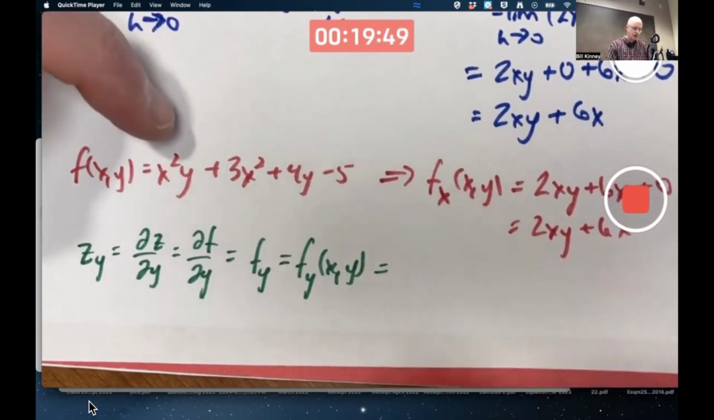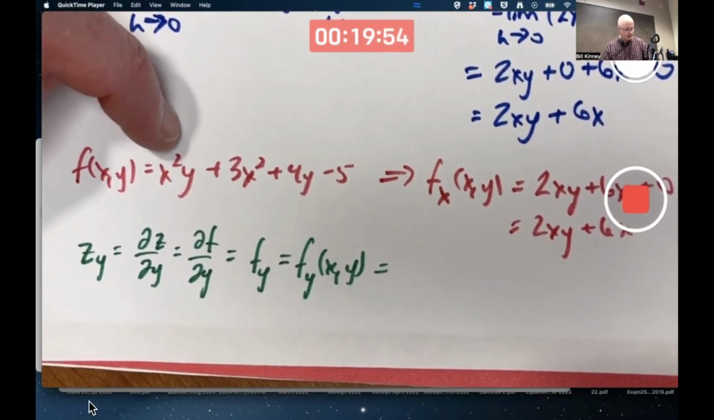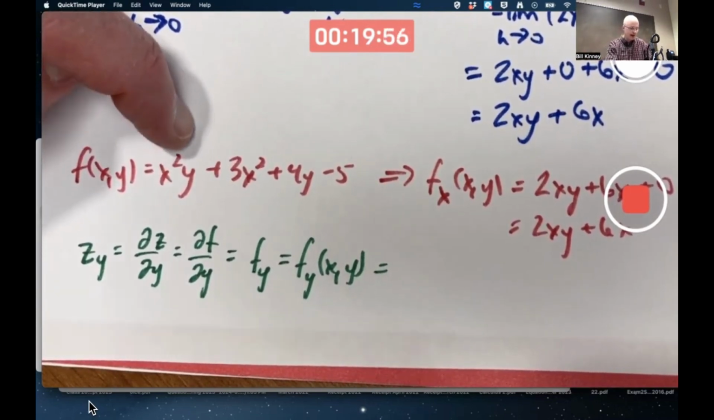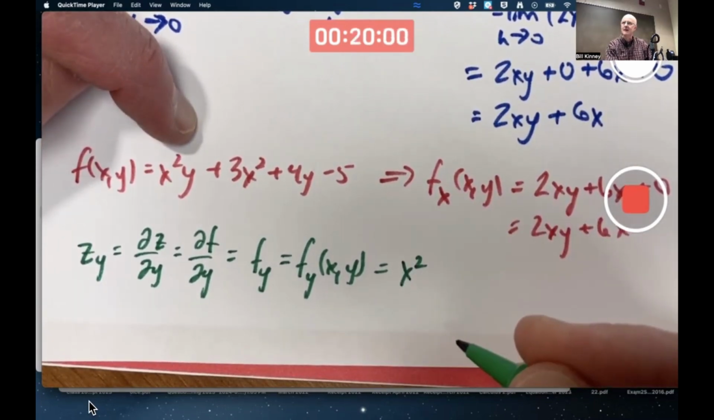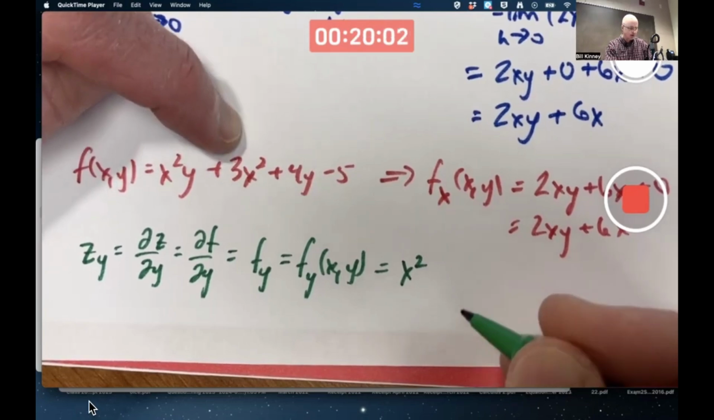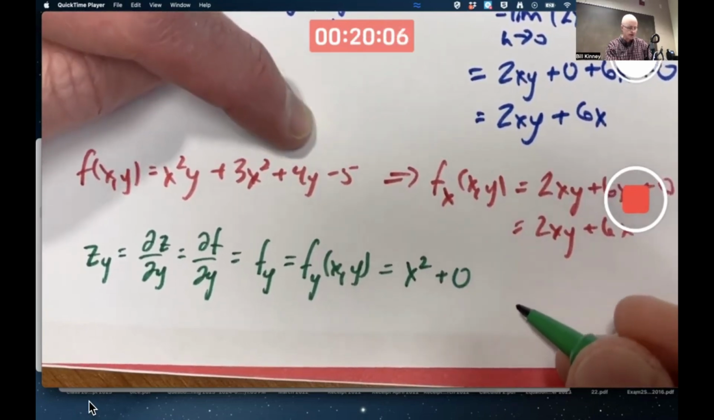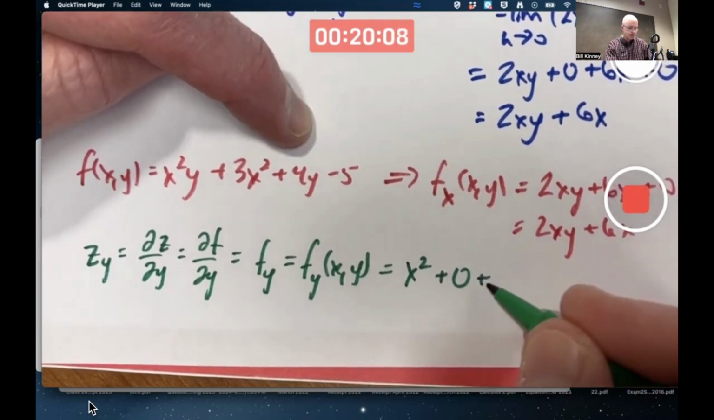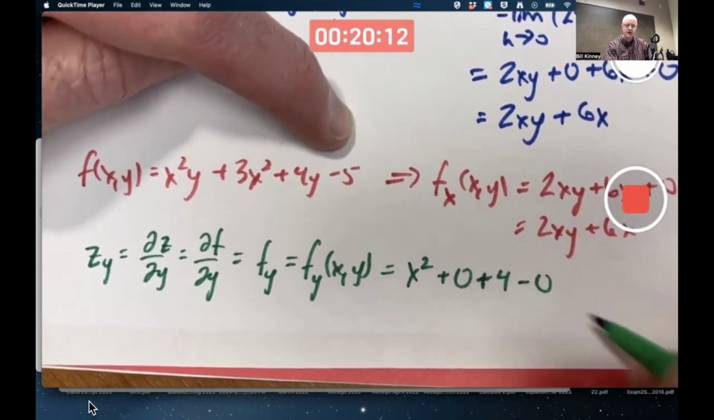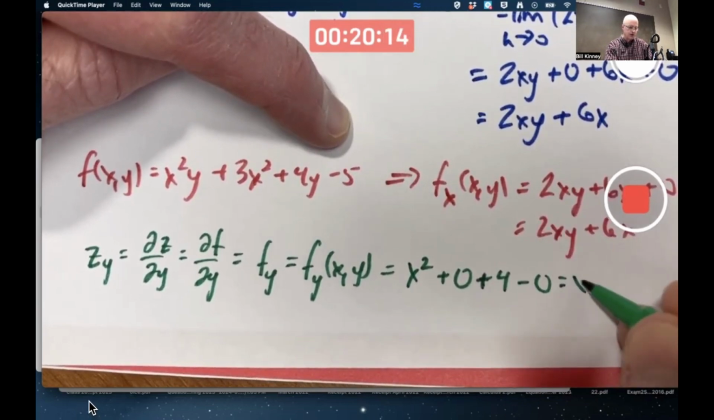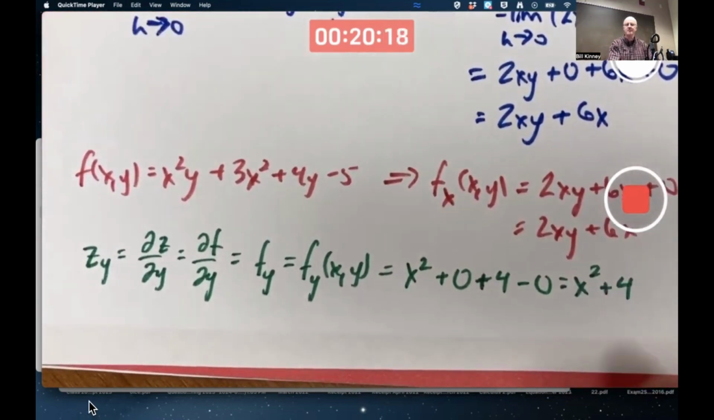I differentiate this formula with respect to y, treating x as a constant. With the first one, that's a constant times y. Its derivative with respect to y is just a constant. Second one doesn't involve a y. Its derivative with respect to y is 0. Third term, its derivative with respect to y is 4. Fourth term differentiates to 0. The partial with respect to y is x squared plus 4.